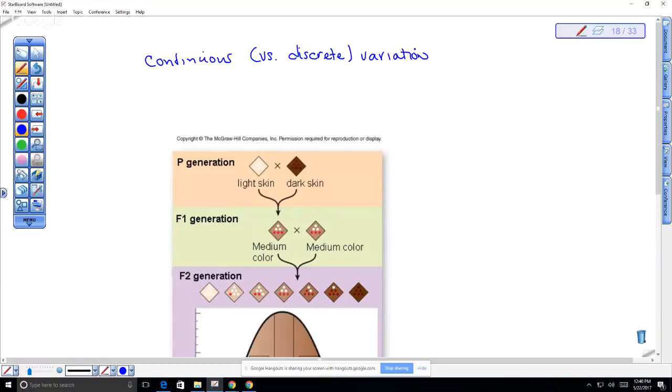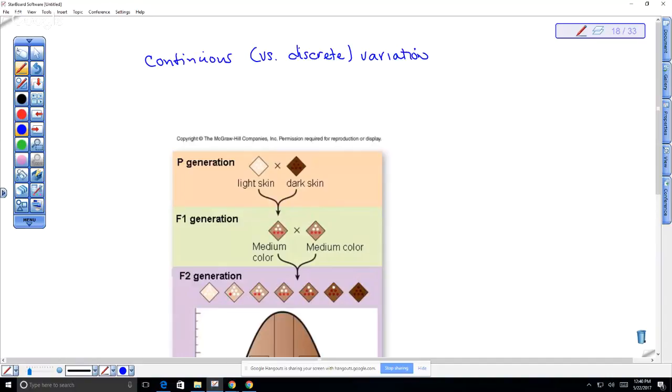Right. So we have continuous versus discrete variation. Continuous variation means that there's not just dark and light, right? There's a continuous shade of individuals. And this is very different from what Mendel did. Mendel was actually very smart to pick pea plants that had discrete variation. So they were either tall or they were short.